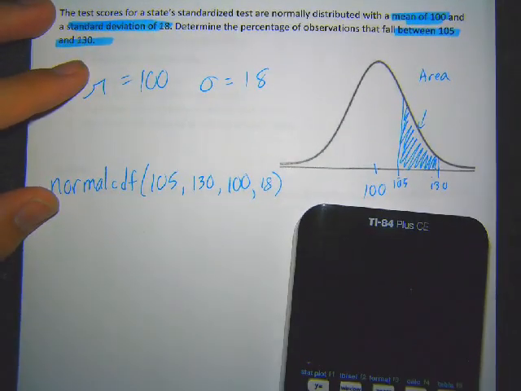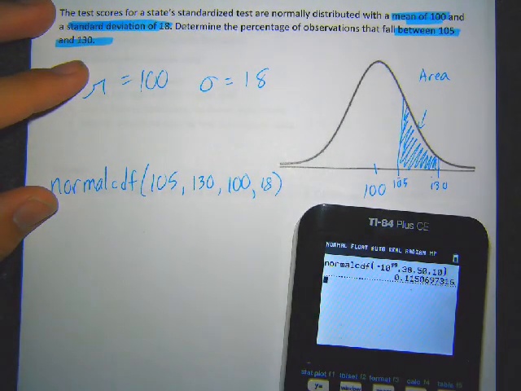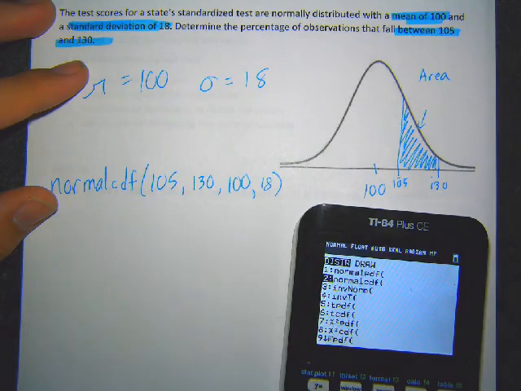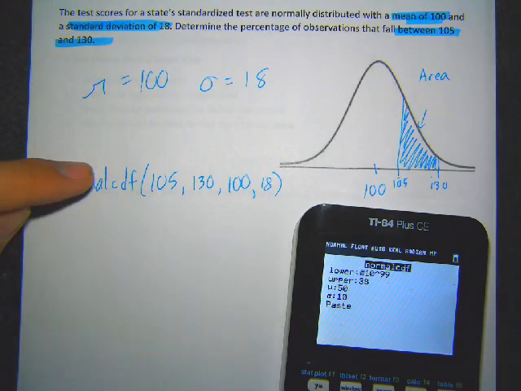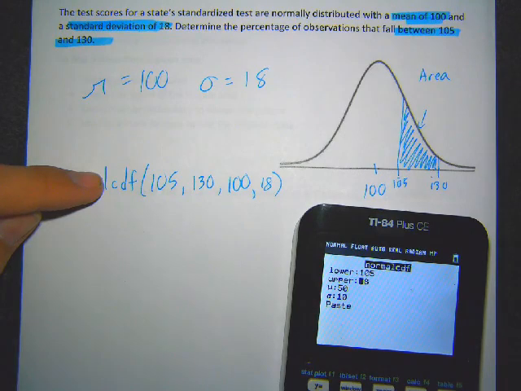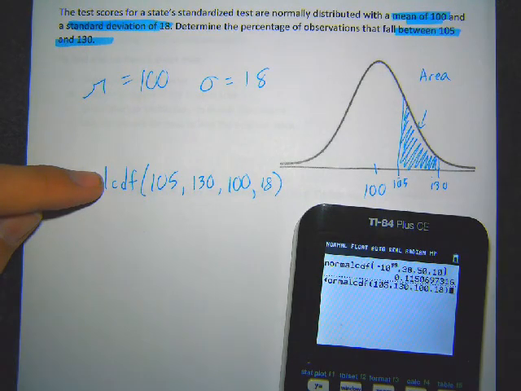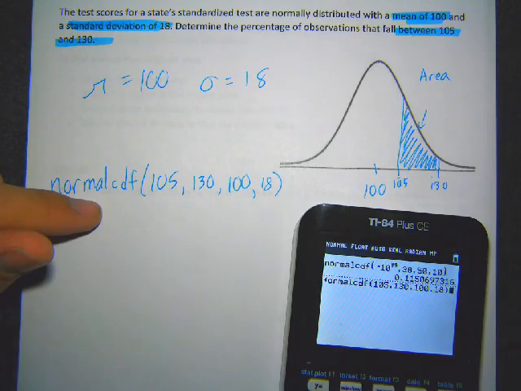That's what we type in our calculator to get this answer. I'm going to do the second distribution, normal CDF. This time I'm going to clear out this -10 to the 99th. I'm going to put 105, 130 is the upper limit, 100 is the mean, and 18 standard deviation. If your calculator is different than mine, you might have to type it in differently. But that should give you your answer.